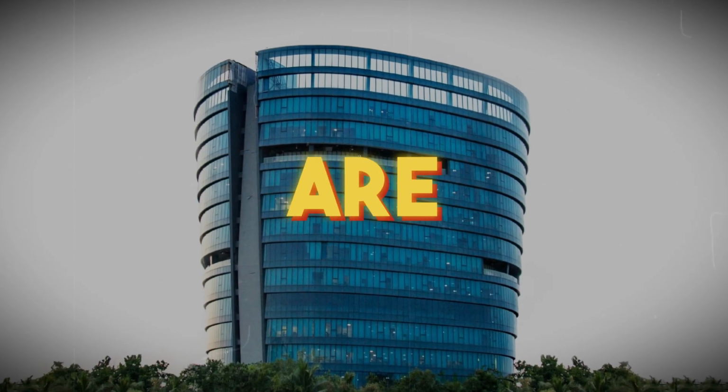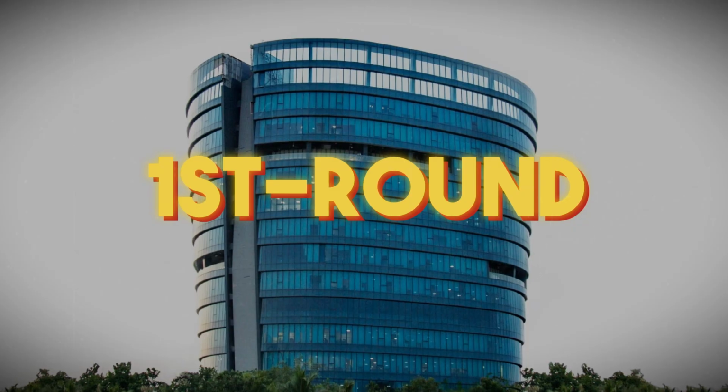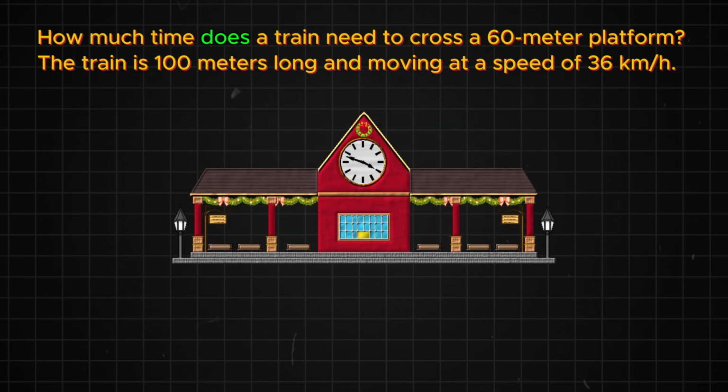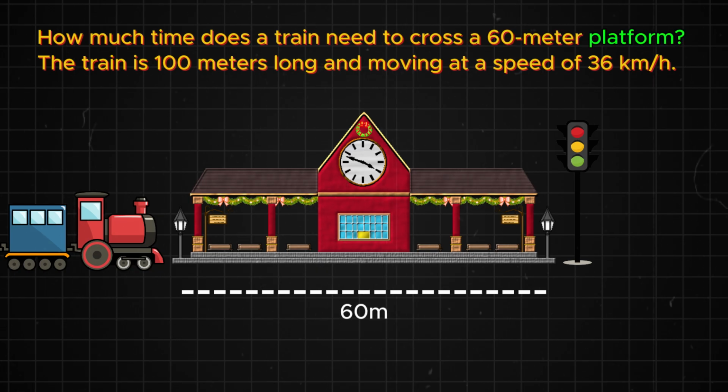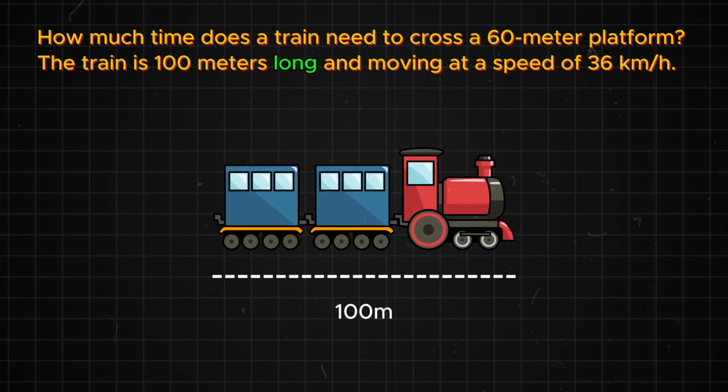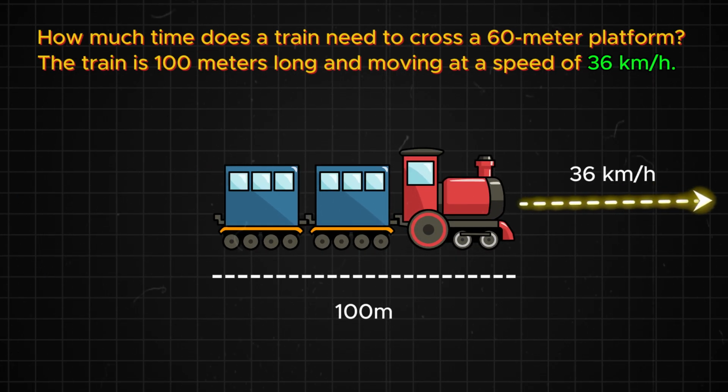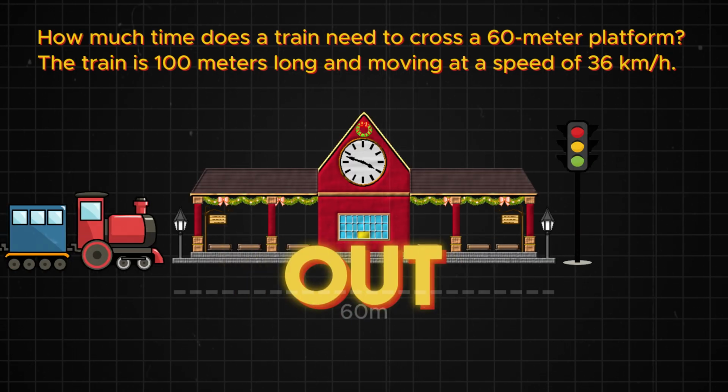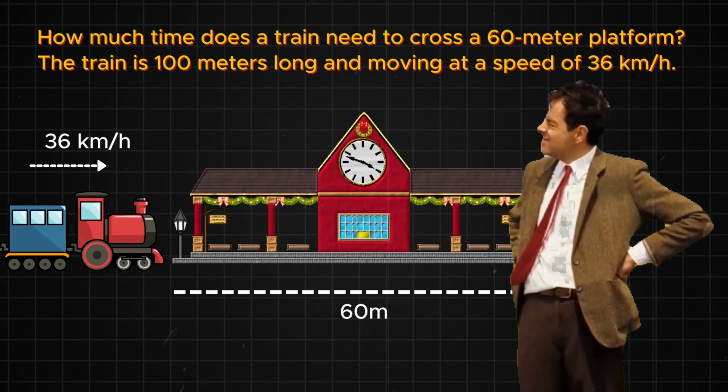This type of puzzle is very likely to be asked in Zoho's first-round interview. Can you solve it? Here's the question. How much time does a train need to cross a 60-meter platform? The train is 100 meters long and moving at a speed of 36 kilometers per hour. Let's see if you can figure it out. Take 5 seconds to pause and think.